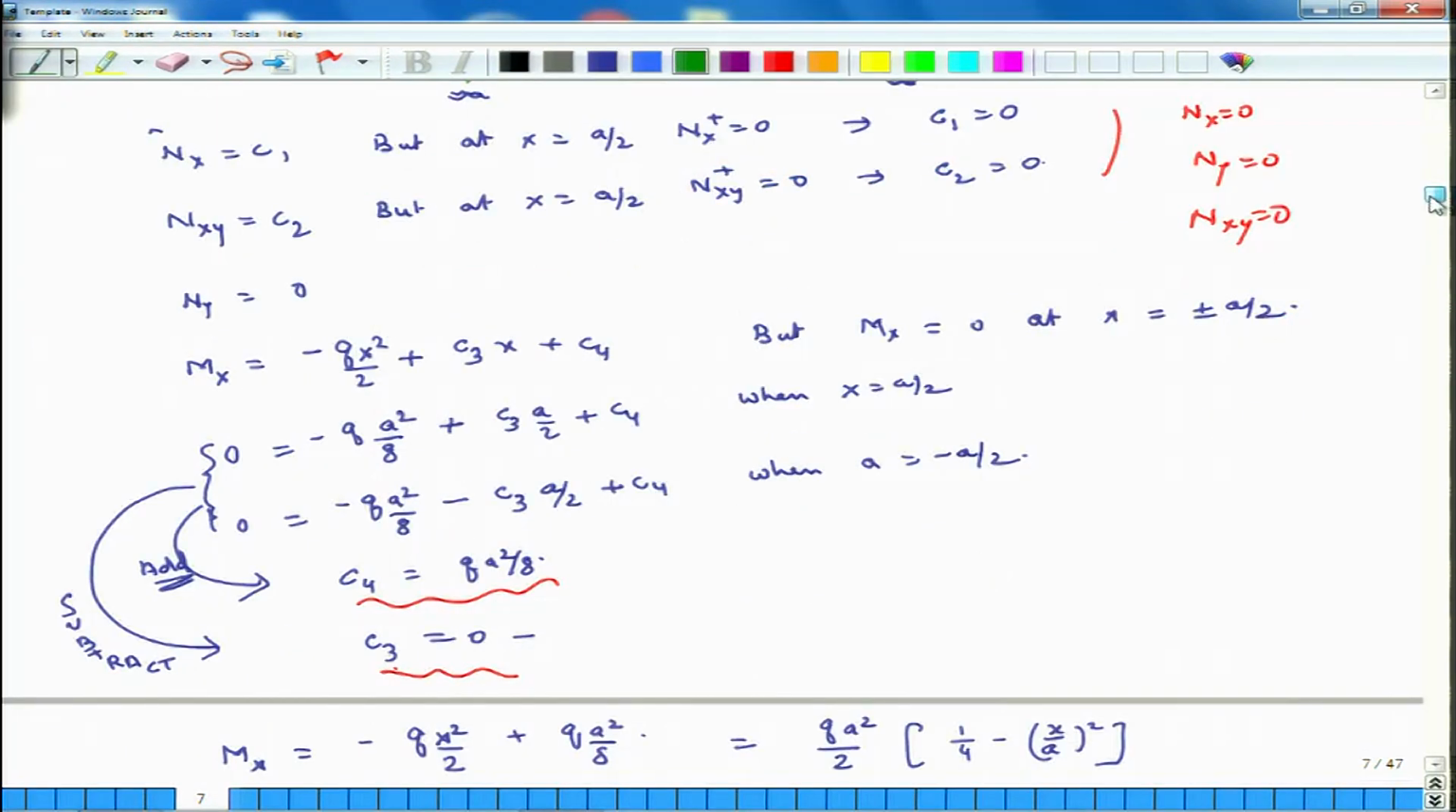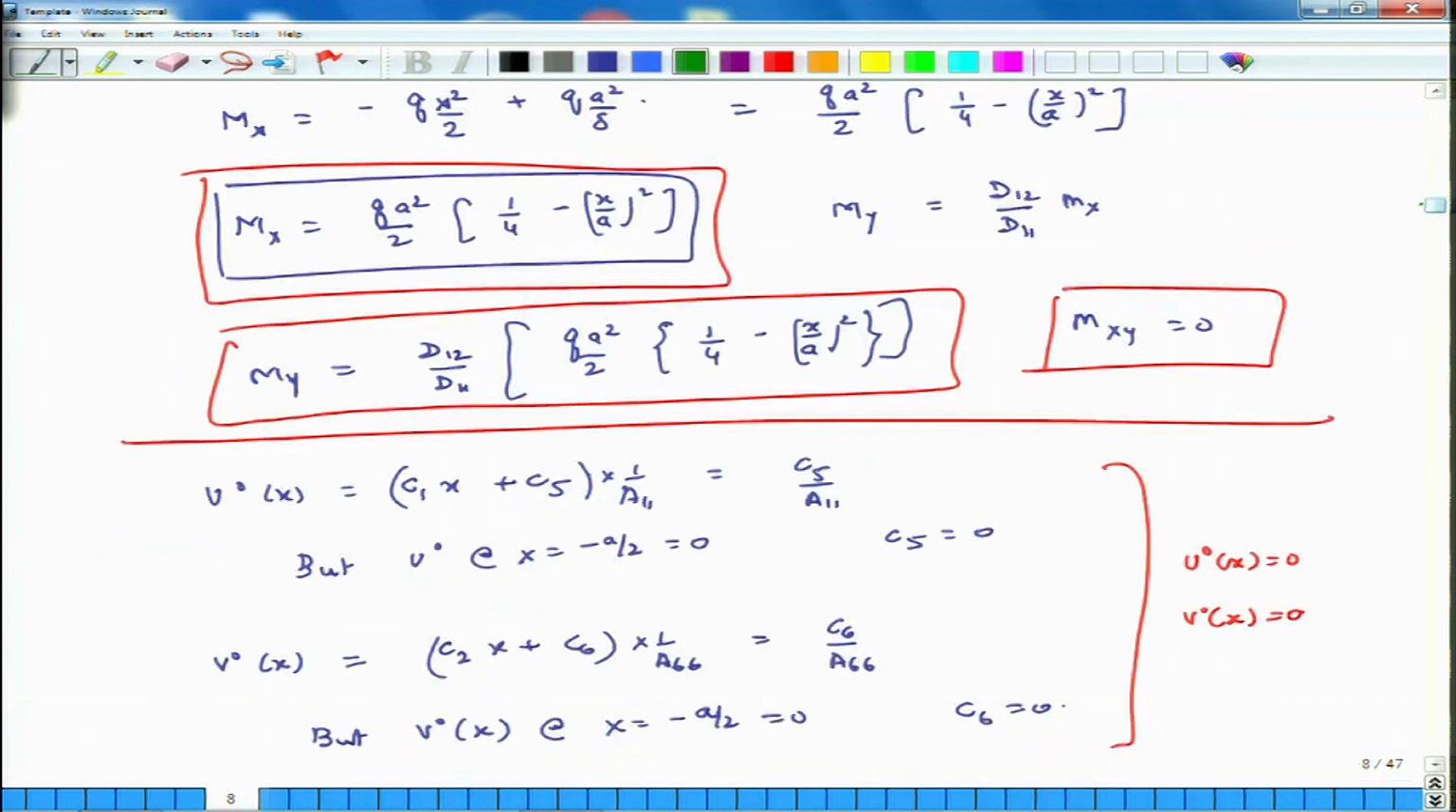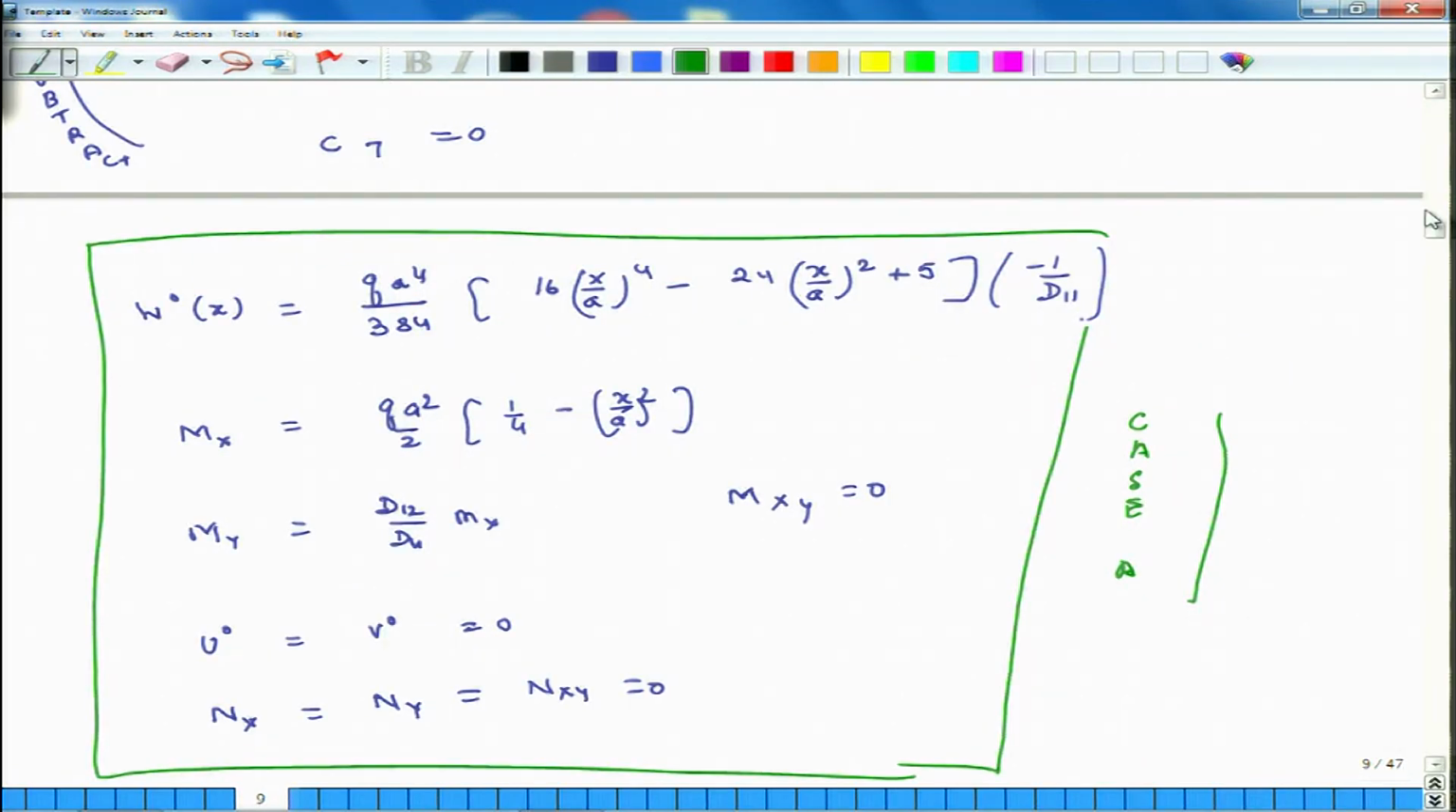So, once we implemented those 8 boundary conditions, we were able to solve for 8 integration constants, and once we had that, we ended up with this solution that u is equal to 0, v is equal to 0, nx, ny, nxy is equal to 0, w naught is given by this expression and mx is given by another non-zero expression, and my is nothing but d12 over d11 times mx, and mxy is 0. So, this is the way to solve these differential equations, and we will again do more of this exercise so that we become comfortable and familiar with it.